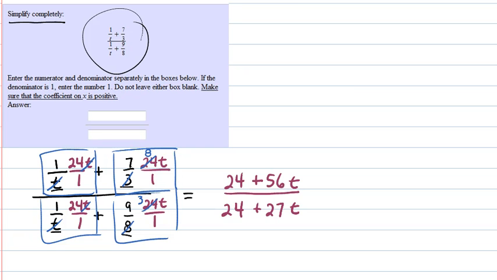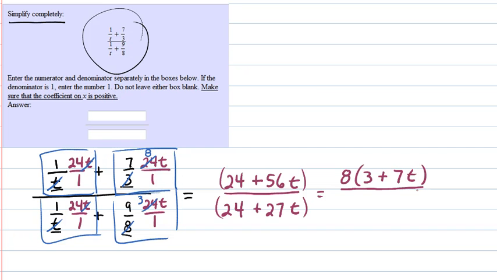The only thing left to do is to try to see if this reduces at all. And again, I'm going to put parentheses around here. These are glued together. I can't just cross out t's or cross out 24s. The best I could do is to try to factor the top and the bottom. Let's see, 56 and 24 have an 8 in common. So if I were to take out an 8, I'd be left with 3 plus 7 times 8 is 56.